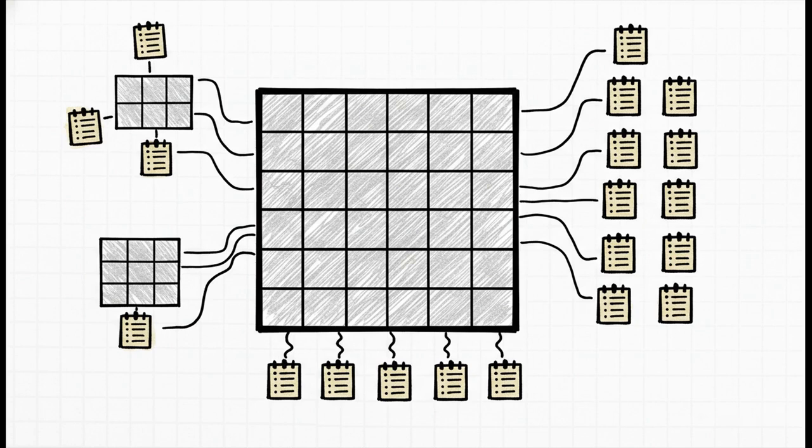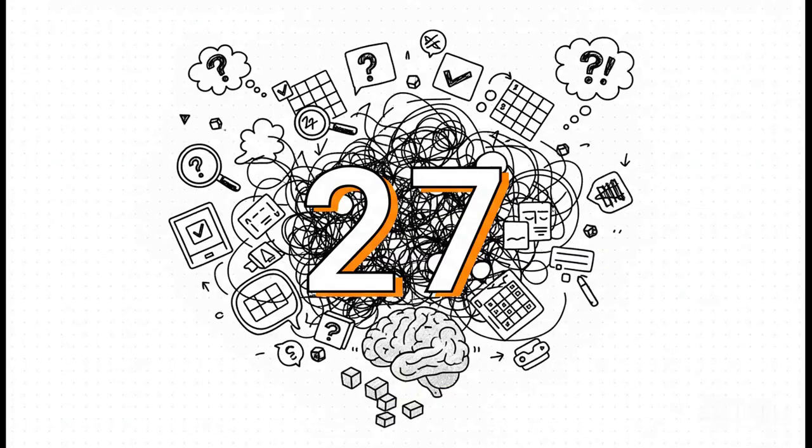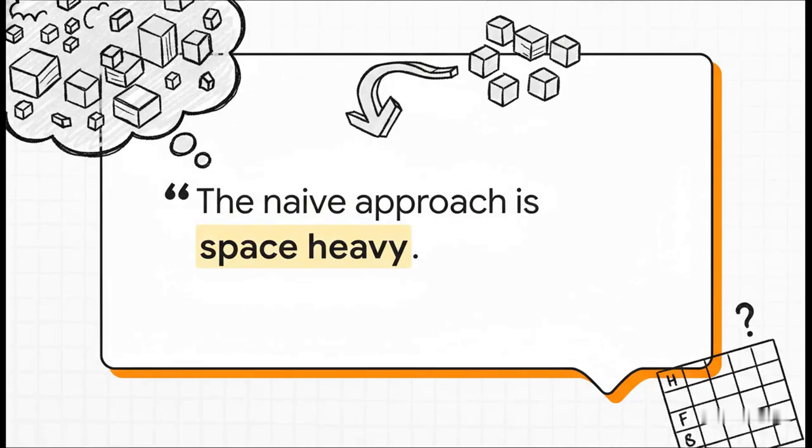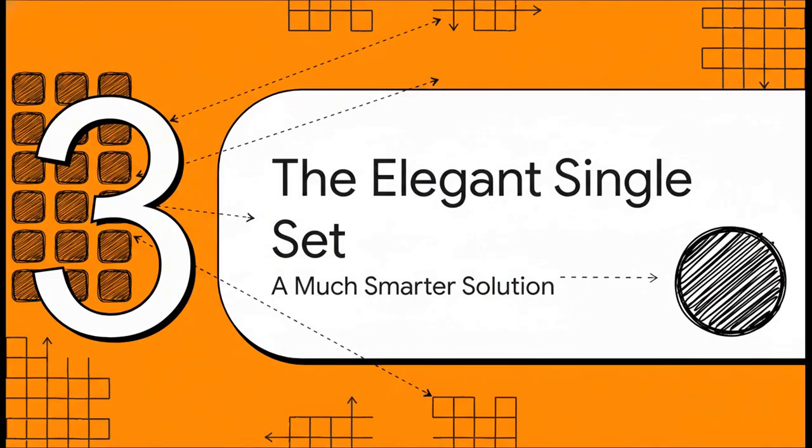It absolutely works, but you can probably feel it already. It's a lot. Yeah, 27. That's how many separate trackers you'd be juggling. 9 for the rows, 9 for the columns, and 9 for the boxes. It just feels a little clunky, a bit like overkill, and it's definitely not great for your program's memory. And the original source material really hits the nail on the head here. This method is space heavy, and whenever you hear that in programming, it's usually a giant signpost pointing towards a much smarter, more elegant solution. And oh boy, is there a smarter solution.